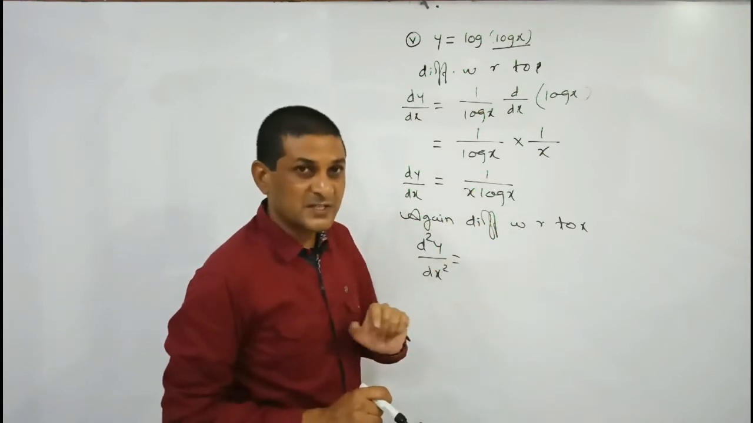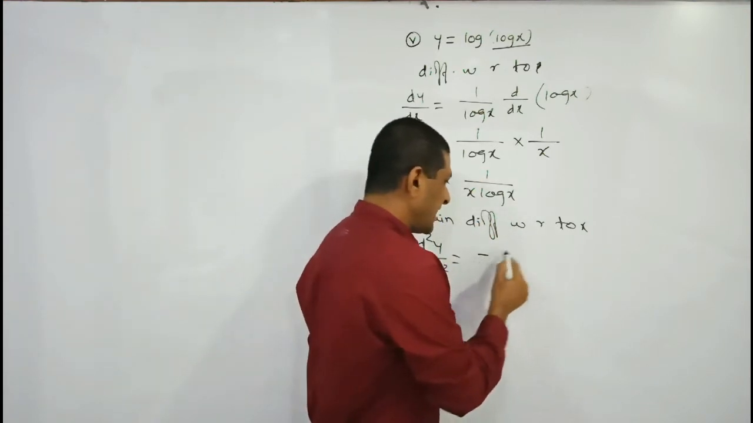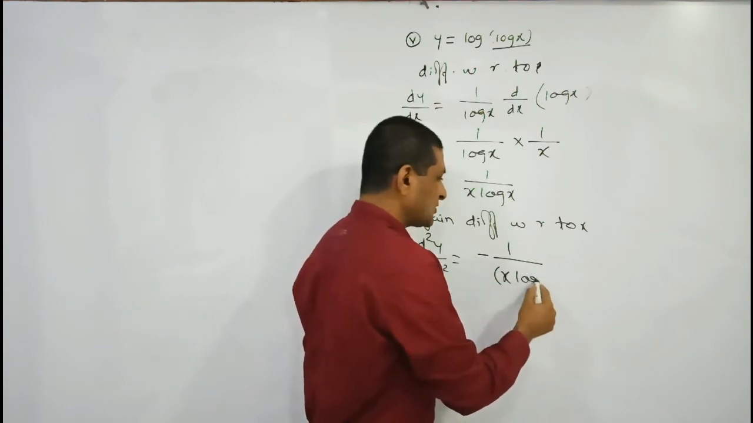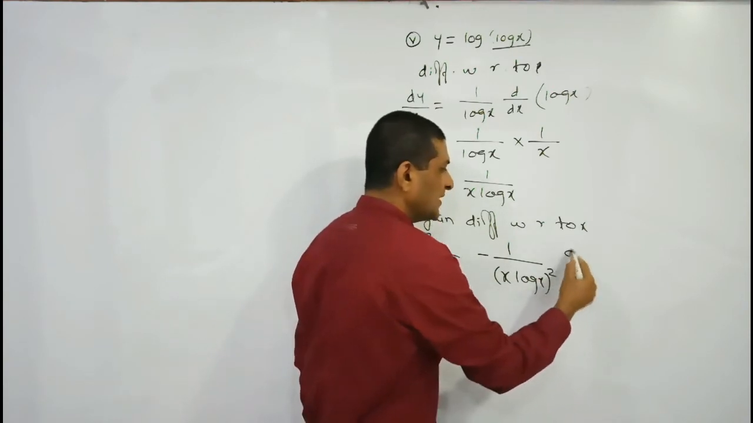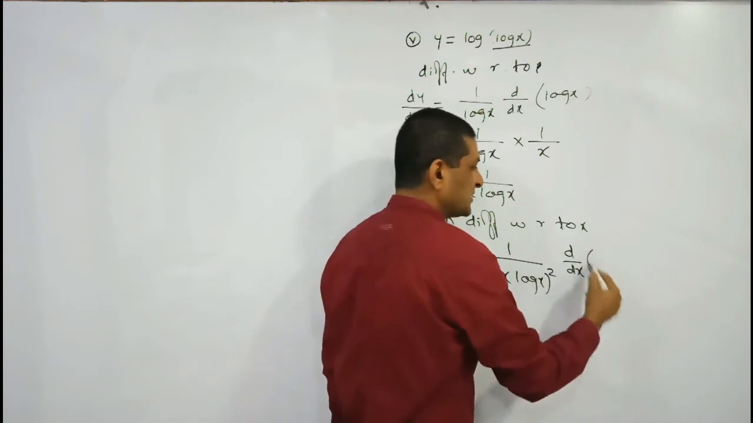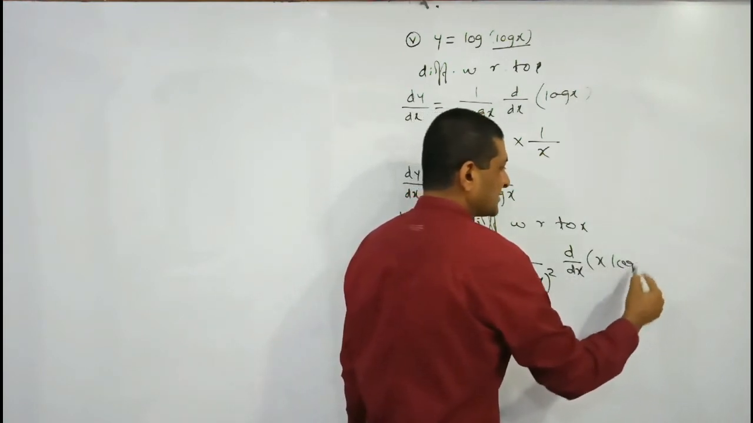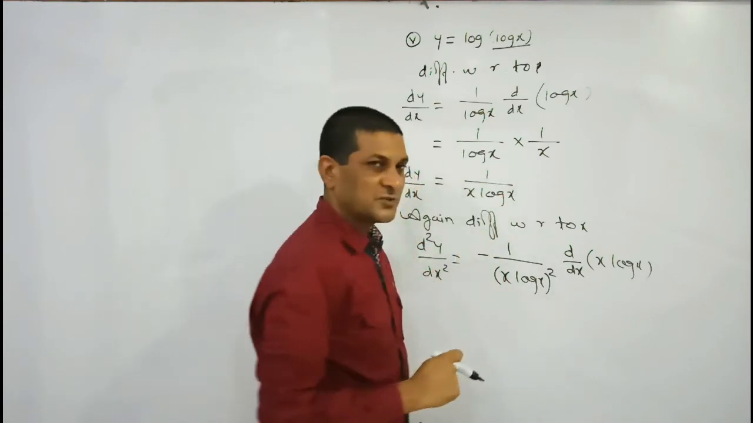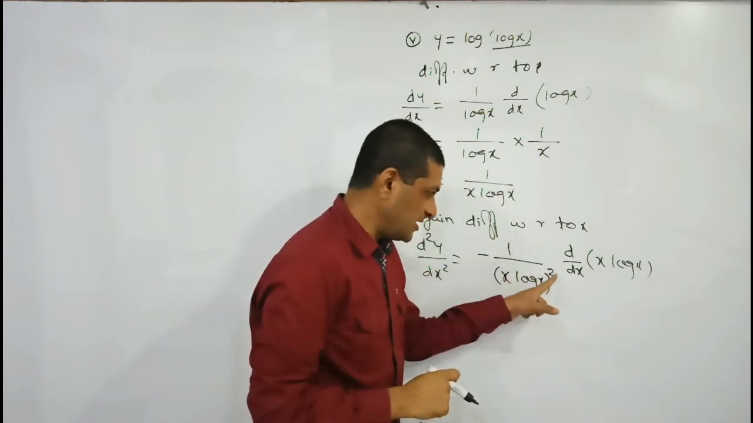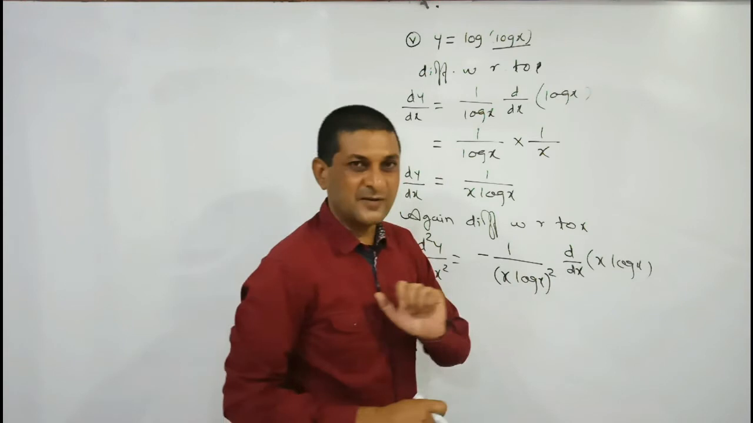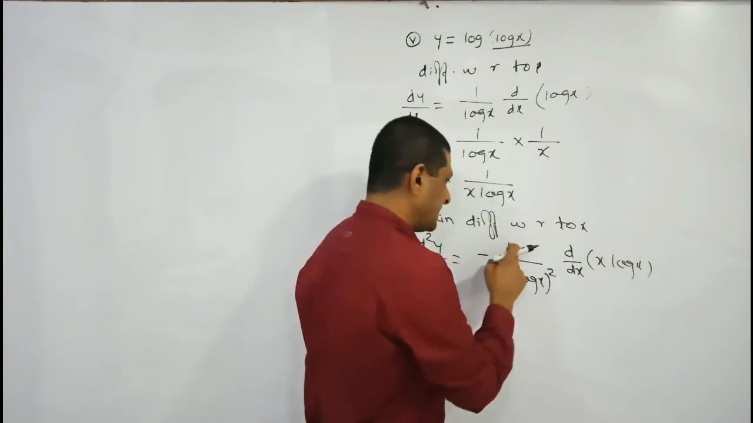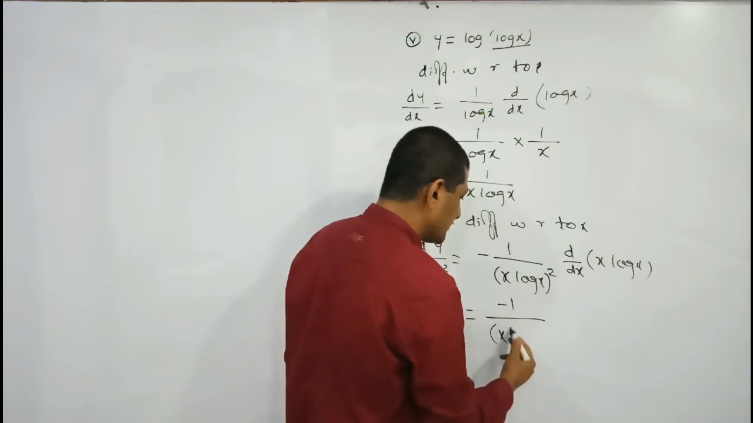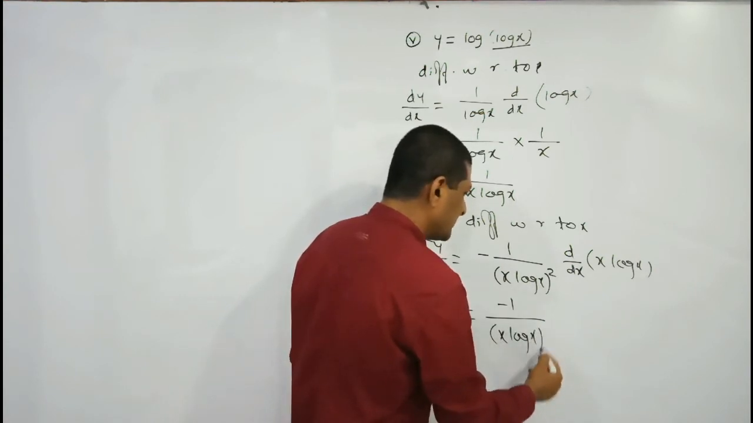The differentiation of 1 upon f of x is minus 1 upon the square of f of x, meaning the square of x log x, into the derivative of f of x, meaning the derivative of x log x, isn't it? This whole term is f of x. It is in the form of 1 upon f of x. So its differentiation is minus 1 upon the square of f of x into the derivative of f of x. So here minus into 1 will be minus 1 upon the square of x log x, keep it as it is.